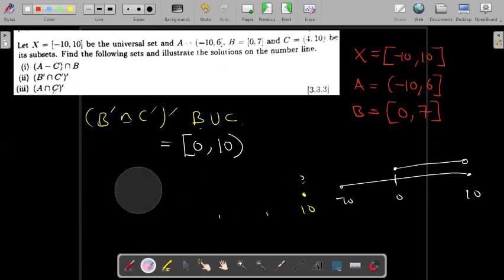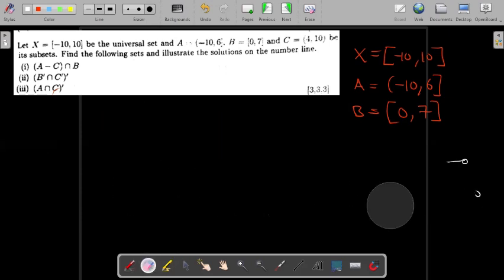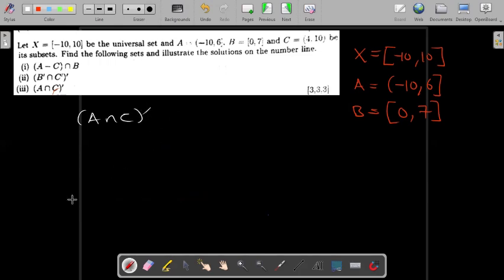All right, so next one now. You see, if you just know the set laws, these things become easy. You have A intersect C complement. This one we can take different approaches where we distribute, but if you distribute this one, it's going to be long.